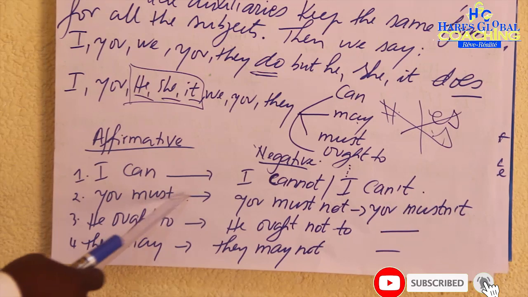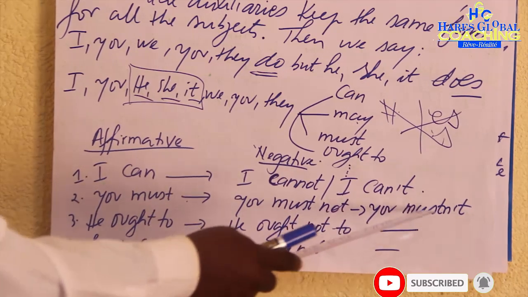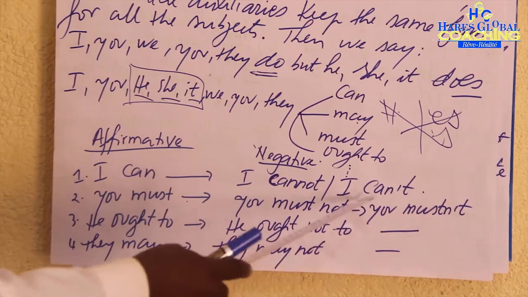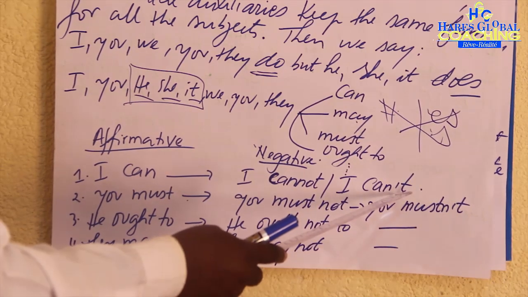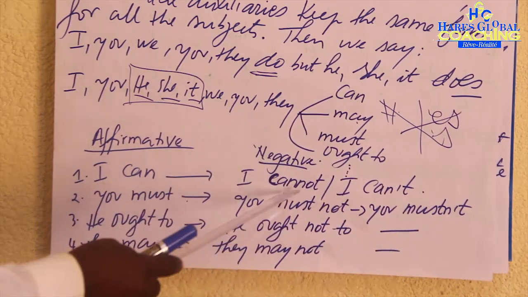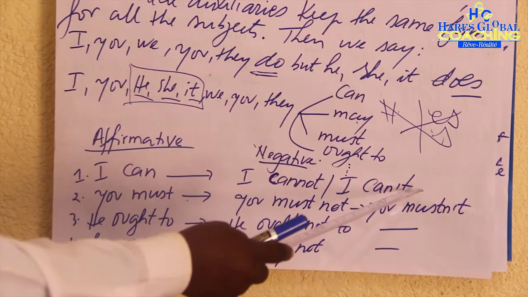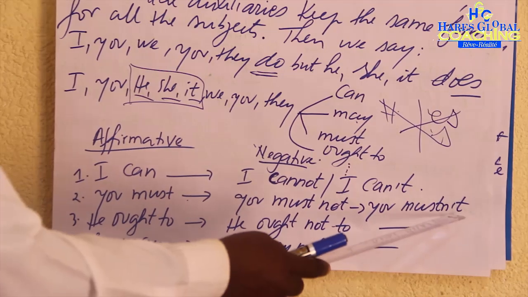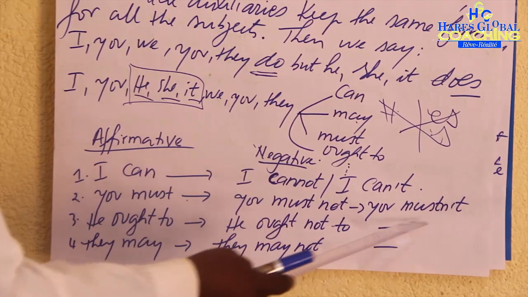You must. You must not. Or you mustn't. You mustn't. I can't. I cannot. I can't. You must not. You mustn't. Mustn't.